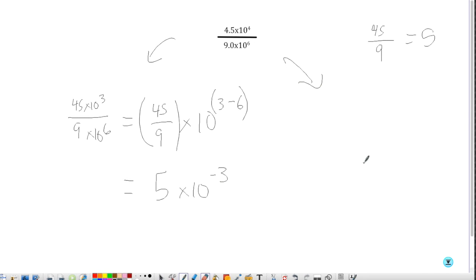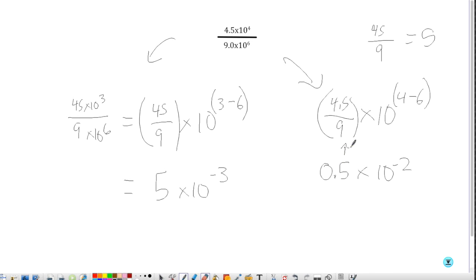Another way that I can do it is I can just know math. So instead, I'll just set this up as 4.5 over 9 times 10 to the 4 minus 6. And this is 0.5 times 10 to the minus 2. Okay, but this is incorrect scientific notation. So this number has to get larger, which means this number has to get smaller. So this becomes 5 times 10 to the minus 3. So that's one reason that this is interesting, because it's kind of a different way of looking at these numbers.